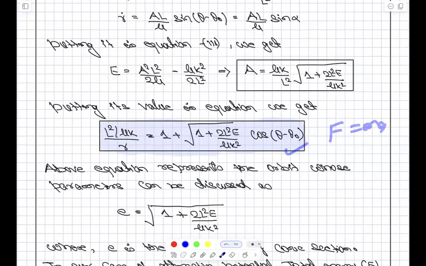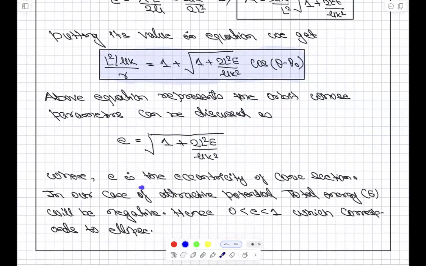Now from here, this is what we define as eccentricity. Now eccentricity is something which defines our curve, and it depends upon E. So e is the eccentricity of the conic section. In our case, the attractive potential total energy is negative. Hence, e will be less than this, which will be an ellipse.